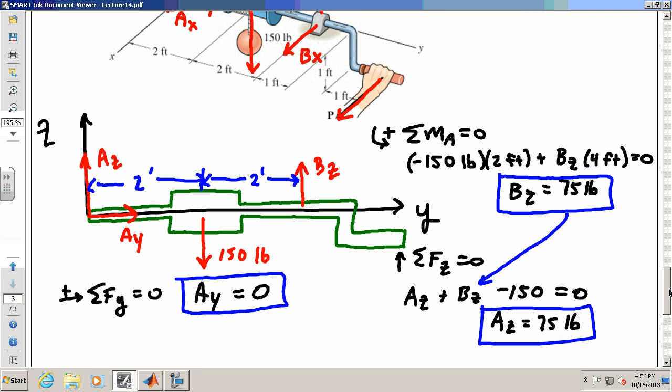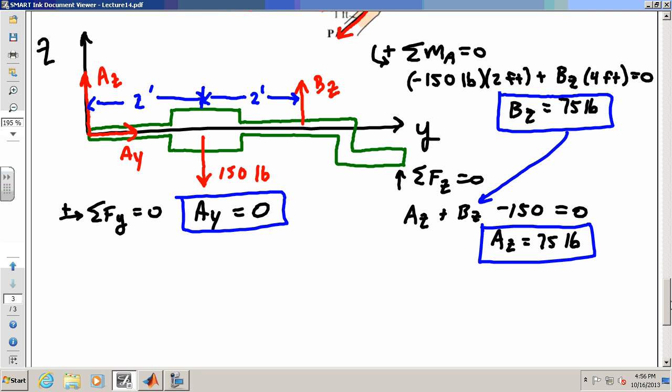Now that hasn't solved everything, but it's a good start. We got 3 of them. We need to get 6, and I got 3. So now what do we do? Change views. Draw another picture. It doesn't matter which one we do.